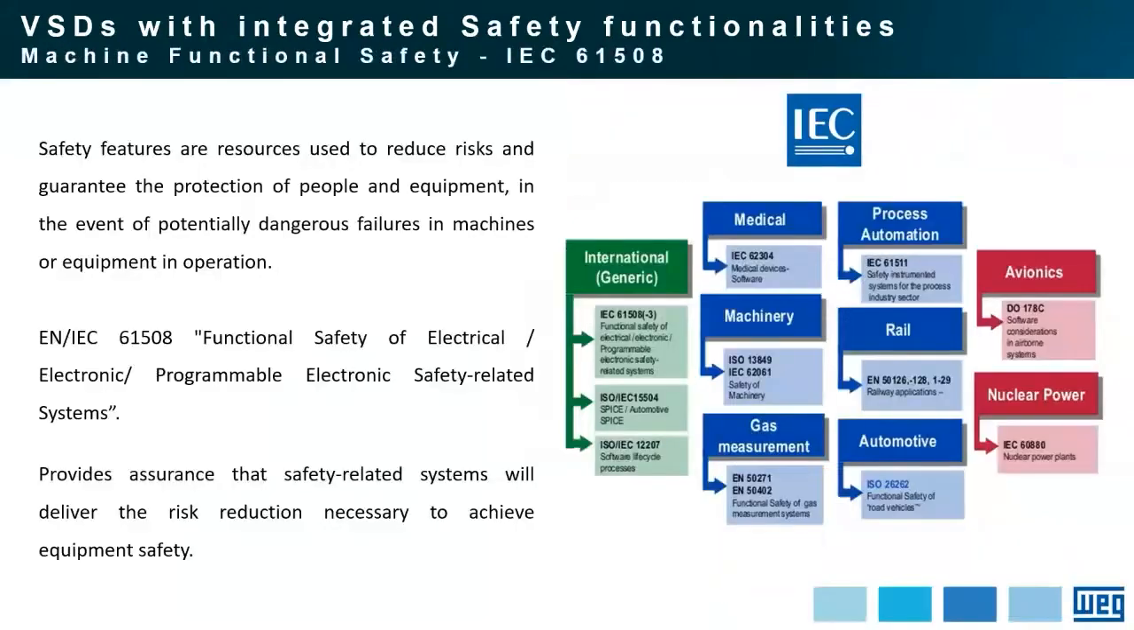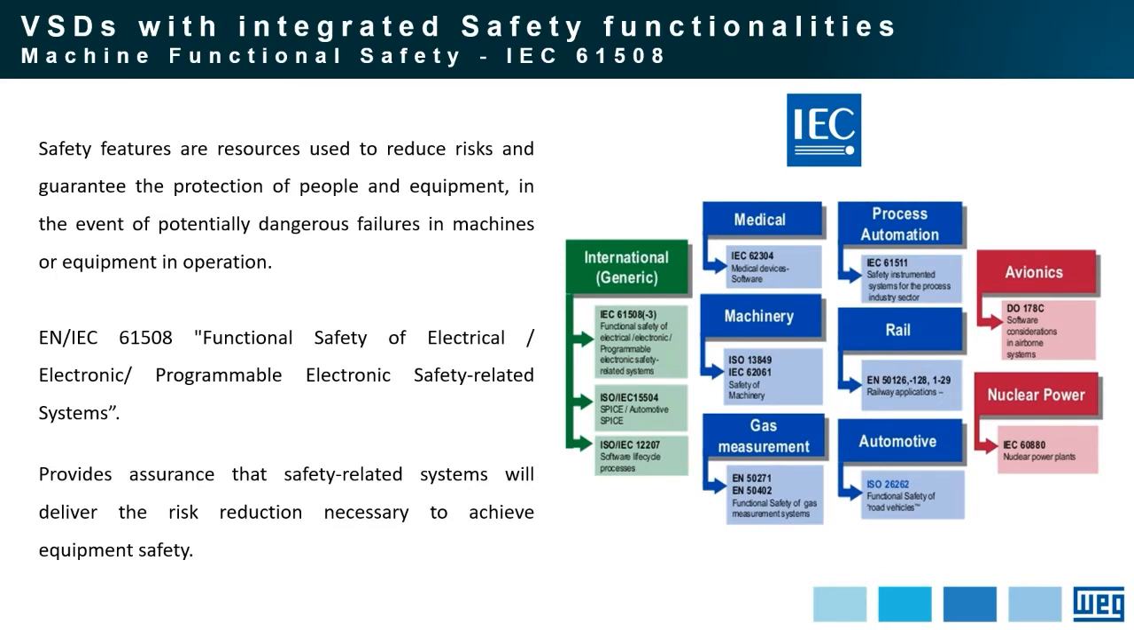So, starting with the IEC standards, I will start with the 61508, which is defined as follows: safety features are resources used to reduce risk and guarantee the protection of people and equipment in the event of potentially dangerous failures in machines or equipment in operation. This standard is called functional safety of electrical, electronic, programmable electronic safety-related systems. It provides assurance that safety-related systems will deliver the risk reduction necessary to achieve equipment safety.